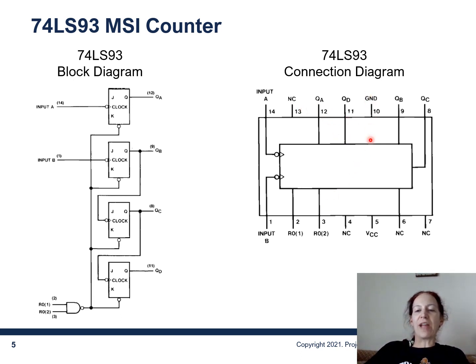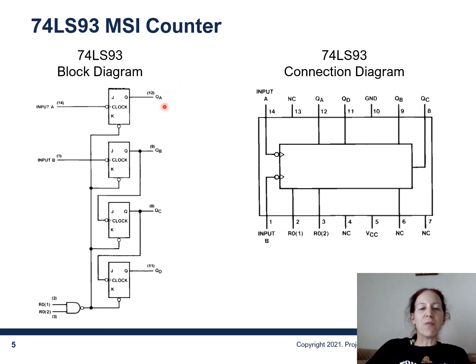But notice a couple of things. We get used to ground and 5 volts being on pins 14 and 7 or 1 and 8, at opposite ends, but notice that your ground is on pin 10 and your VCC is on pin 5. So that's just important to know. And then you use the block diagram to figure out what it is you're going to do.